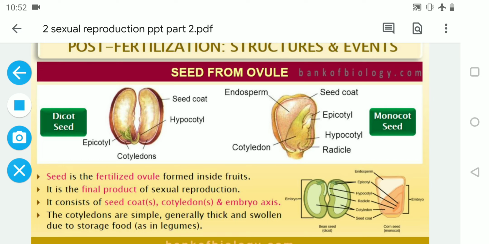So in general we can also say the pulses that we use in our homes as food products, isn't it? So just observe the structure. I hope you can identify the seed coats. The seed coats, its outer testa and inner tegmen, and the hypocotyl, epicotyl, and the cotyledons. The endosperm is a nutritive tissue. Yes, in case of the monocots also you can identify.